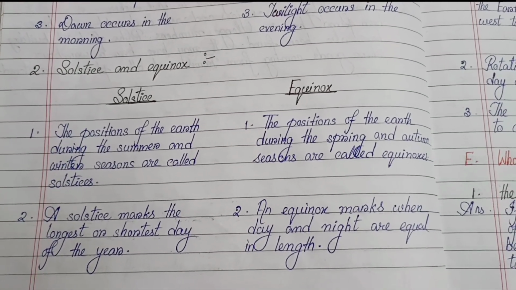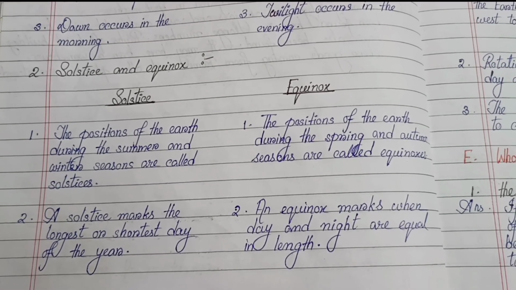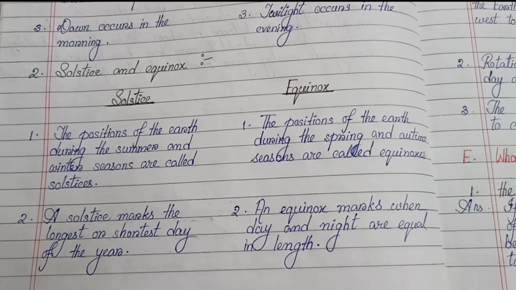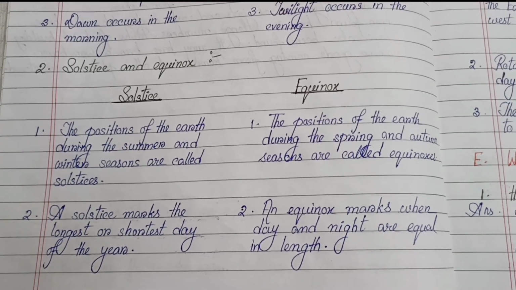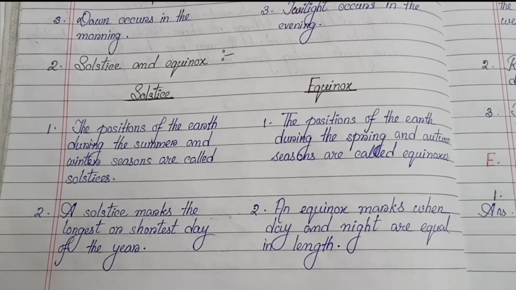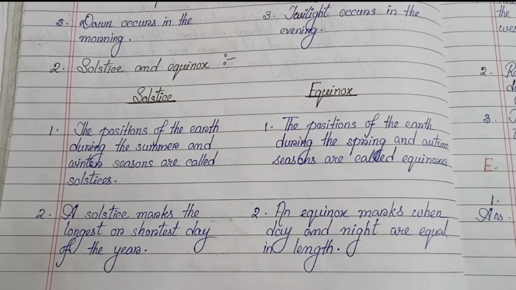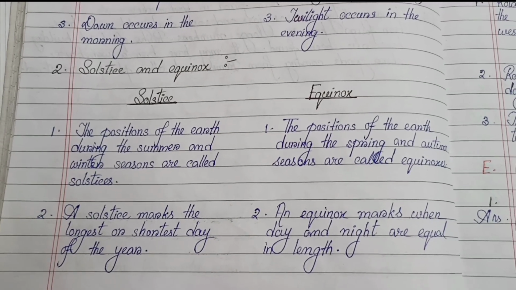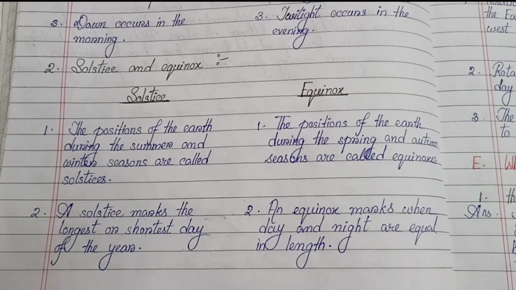Number 1, under solstice, the positions of the earth during the summer and the winter seasons are called solstices. Number 1, under equinox, the positions of the earth during the spring and autumn seasons are called equinoxes. Number 2, under solstice, a solstice marks the longest or shortest day of the year. Number 2, under equinox, an equinox marks when day and night are equal in length.